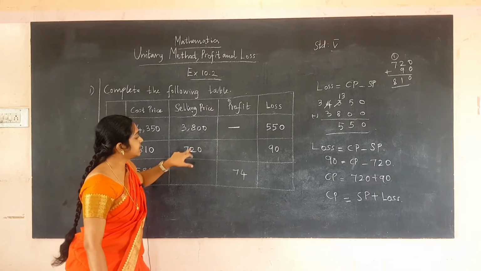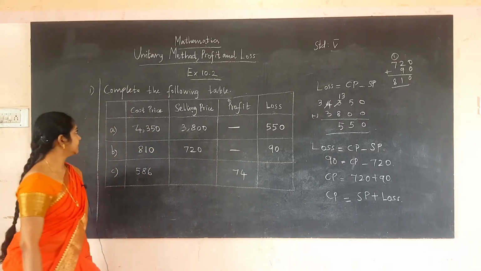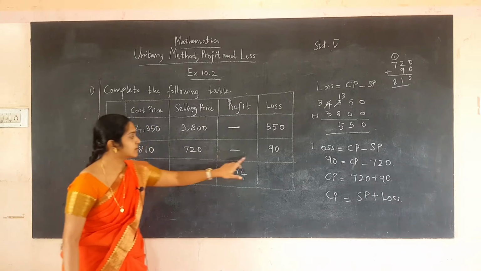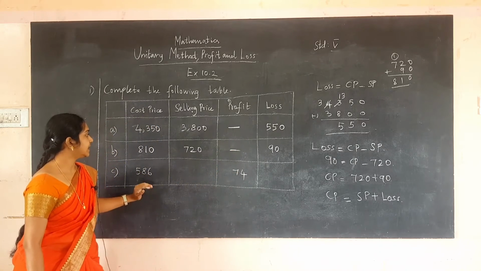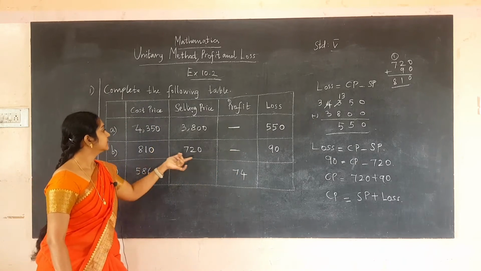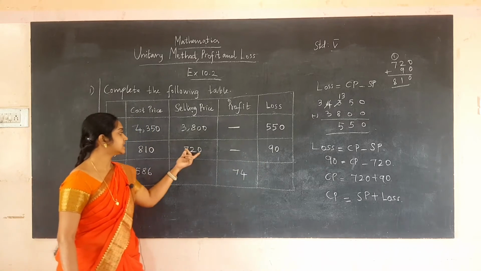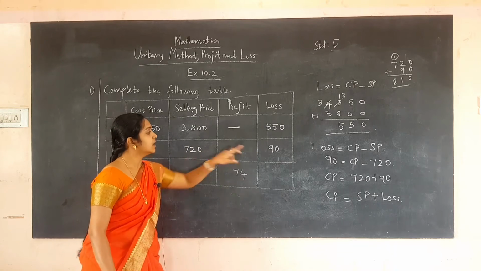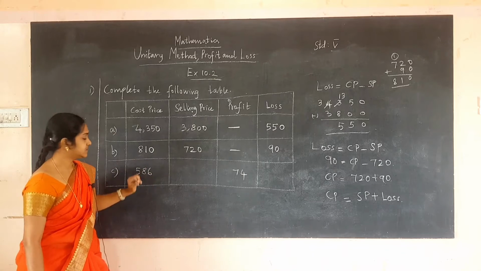Selling price is given, loss is given. We have to find the cost price. If loss is given, there will be no profit. So we already know that if there is loss, cost price will be greater than the selling price. So we have to add loss and selling price. So the answer is 810.